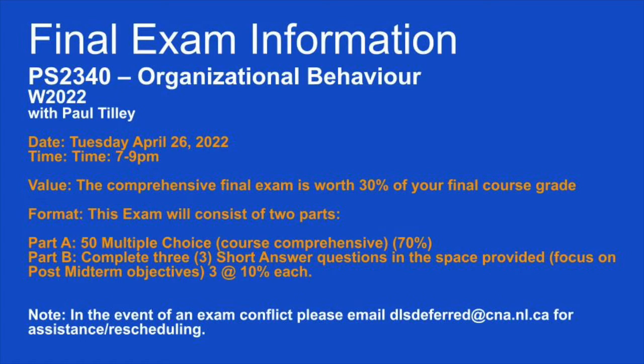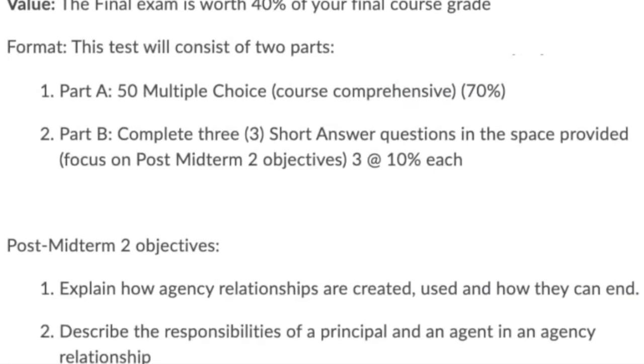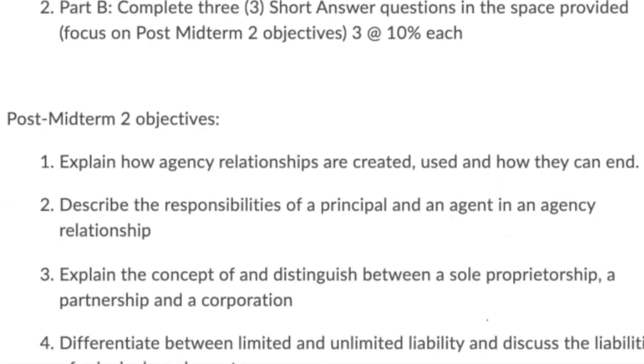I have outlined the key objectives that we've covered since the midterm. So there's 15 of them there. You've got to understand the concept of agency, the agency relationship, how it's created, basically how it's used, and how it ends. So those would be the 3 points with regards to agency that you should be very aware of.